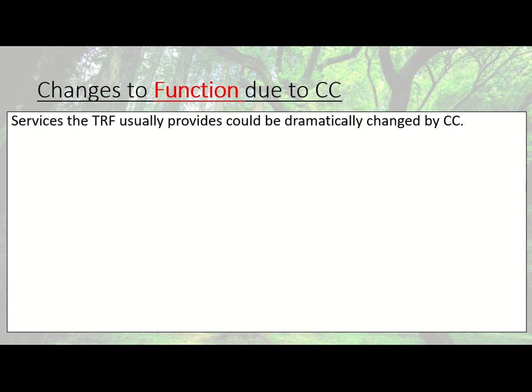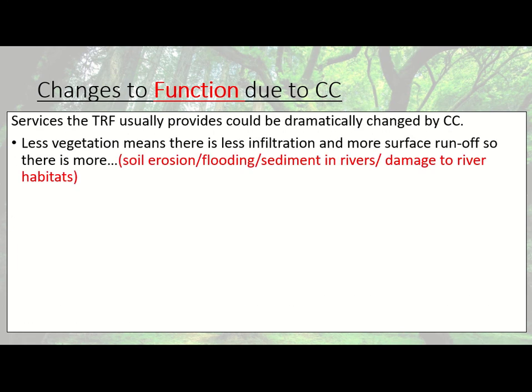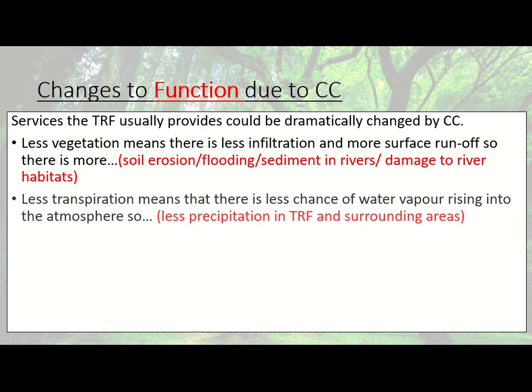Okay, so we'll go through the first one one by one. Less vegetation means that you could get more soil erosion, you could get flooding. They might put more sediment into rivers because it washes off into the rivers, which can also lead to flooding. It might damage the river habitats that aren't used to having all that sediment. So they're all possible answers and possible extended points.